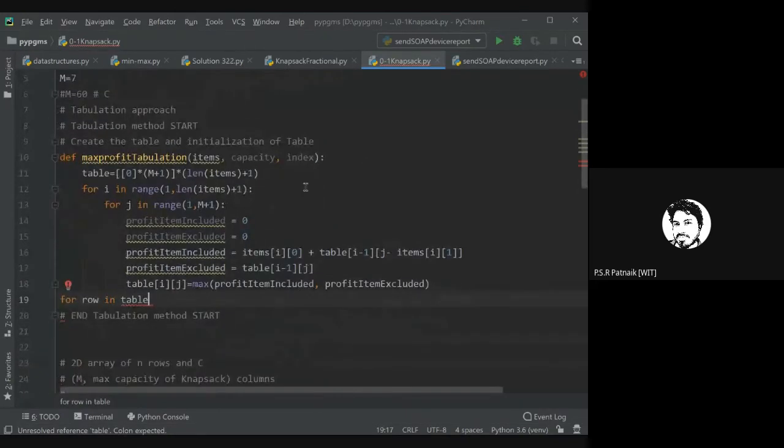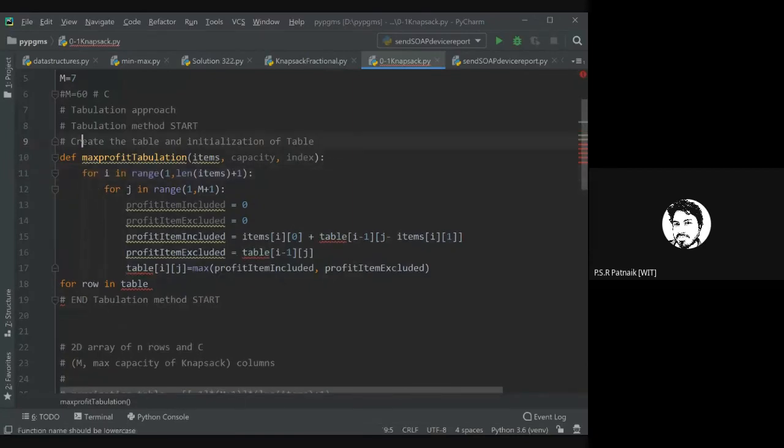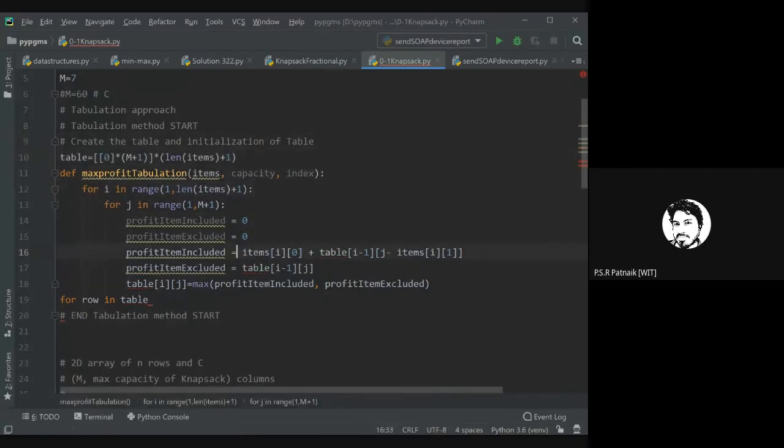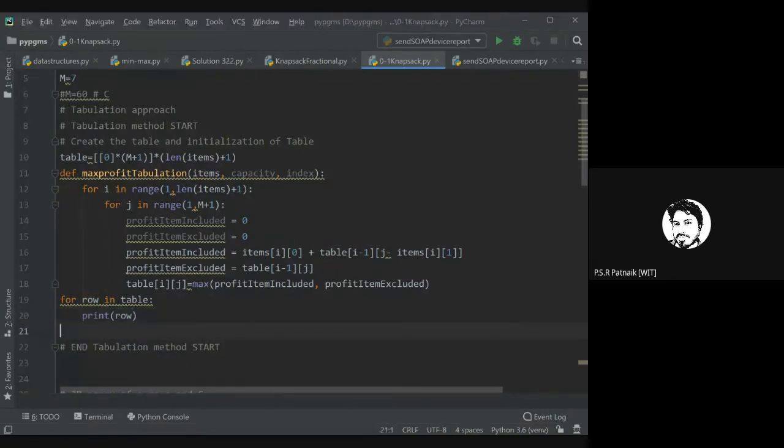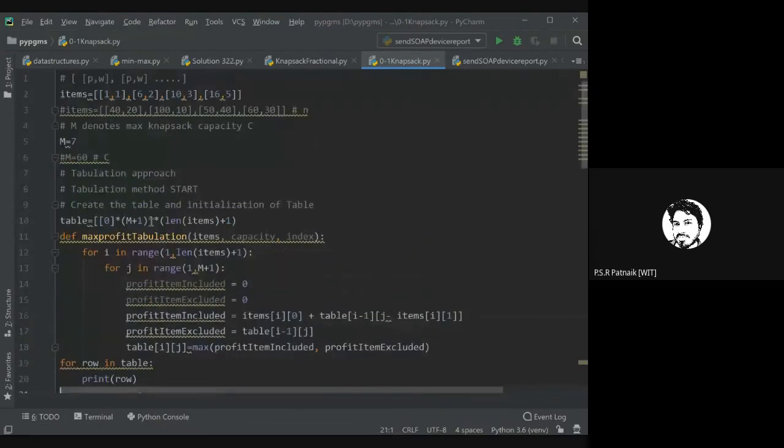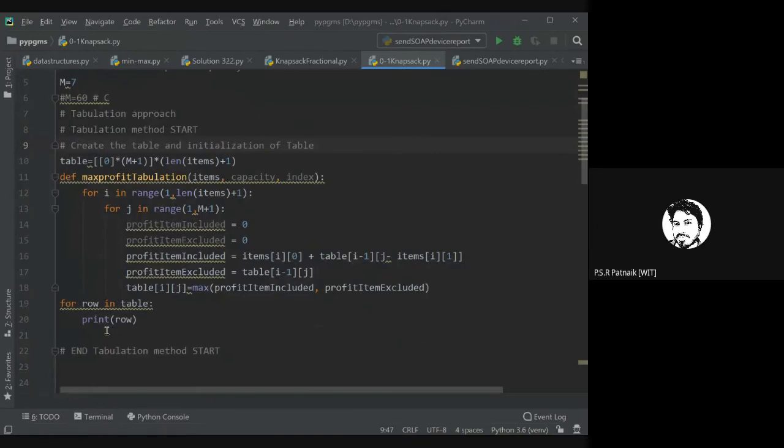Okay, so I am defining it in this. It is not required. It should not be in a function. It should be outside the function. So for each row in the table, I want to print it. Print row. But I want this to be printed on a new line. You can always say end is equal to. Let me see what values you will get for this. So I think this is the same problem which we solved. M is equal to 7. Let us compare the values which you have computed.